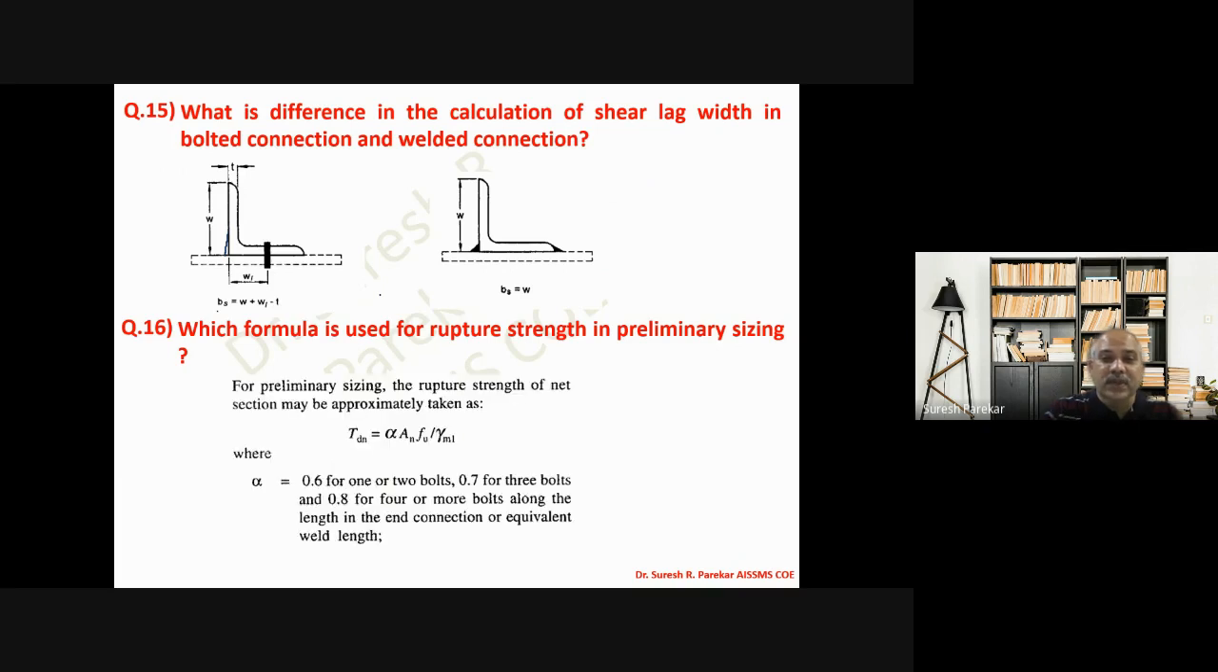What is formula used for rupture strength in preliminary sizing? So this is also sometimes asked in the examination. Given in your IS code, page number 32. TDN is alpha n Fu upon gamma m1. So this question may be asked in your theory exam also. Alpha value for one or two bolts is 0.6. For three bolts, we have alpha 0.7 and 0.8 for four or more bolts along length in the end connection. So that is most important for preliminary sizing. We can take this value of alpha and we can find the value of TDN.